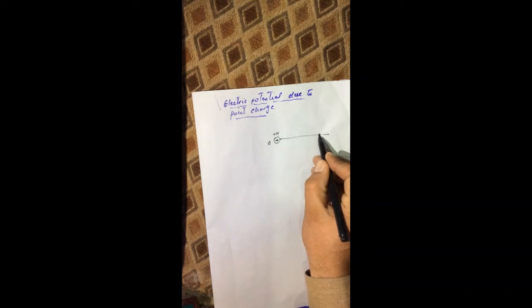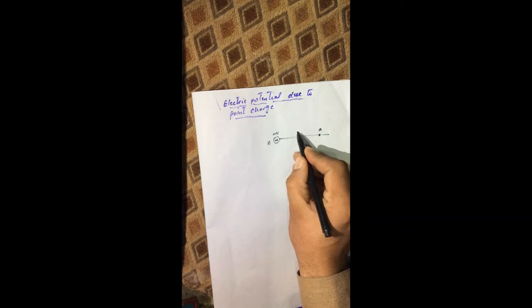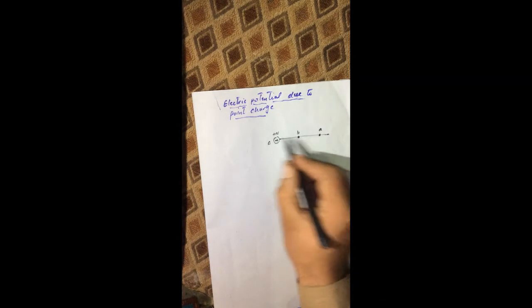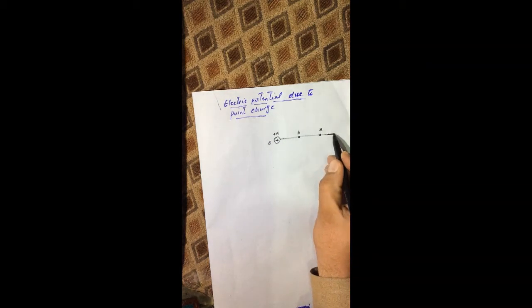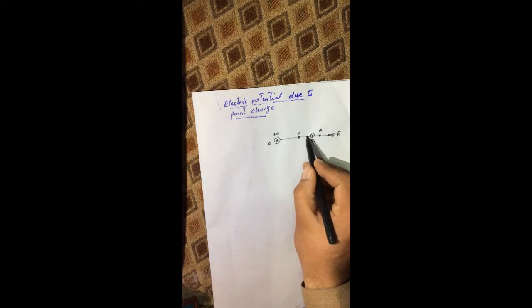Suppose we have point A and we have point B, and this is a positive point charge, so the direction of the electric field of this point charge is away from the charge. Now suppose we are moving a test charge. Let the test charge also be Q naught, which is also a positive charge, from point A to point B in this way.